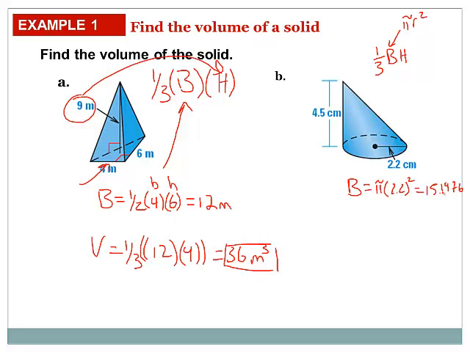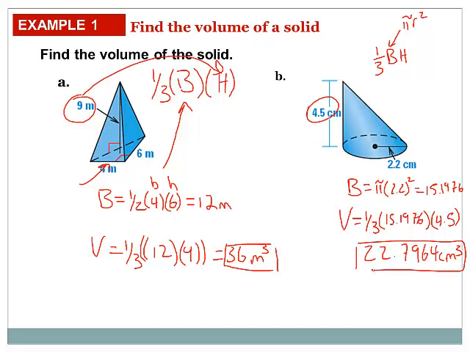Your big H is the height, which we already know is 4.5. So now to find the volume, I just plug it into the formula. I've got 1/3 my big B, which is 15.1976, times my big H, which is 4.5. When I plug that into a calculator, I get 22.7964, and it's centimeters cubed.